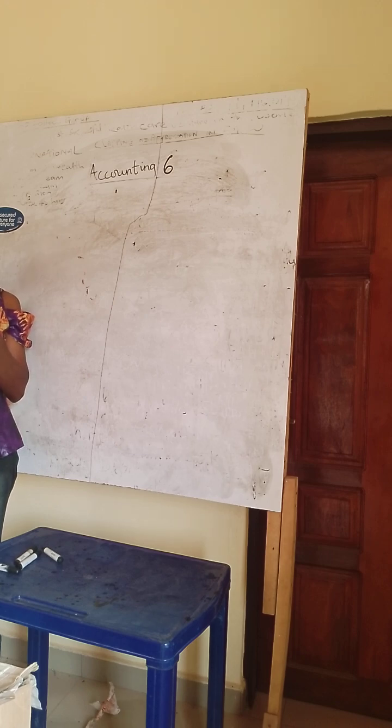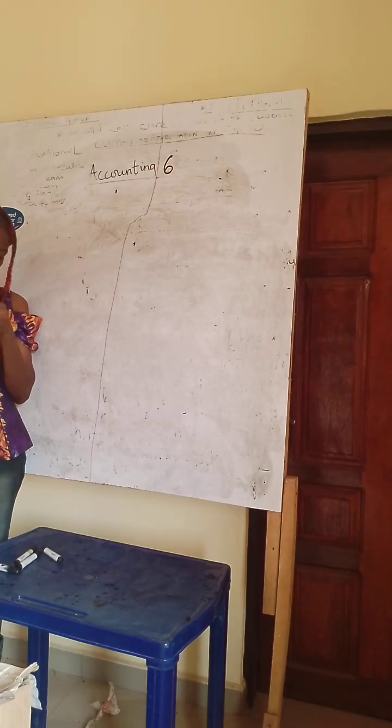Now, today we'll be continuing from our previous class. If you've not watched my previous video, please kindly check it out so that you can follow through and understand what we have for today. Today, we'll be talking about the classes of assets and liabilities, and we'll be explaining what they are so that we can apply them properly when preparing our accounts.